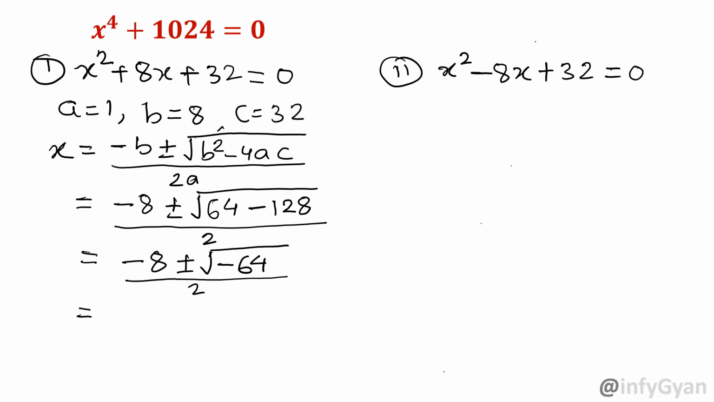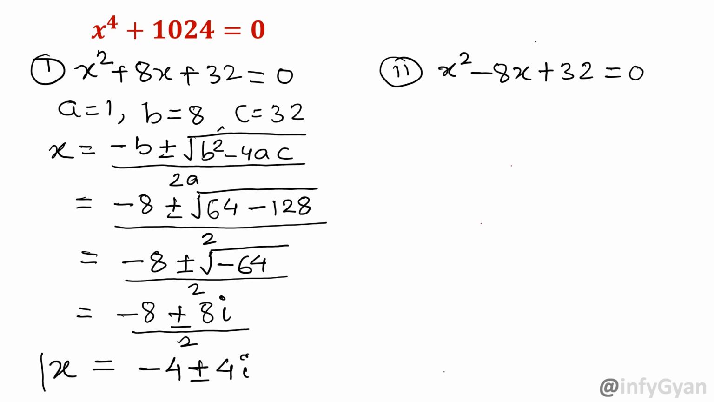So I will write minus 8 plus minus, 64 is 8 square and minus is iota square. So 8i will be the value of square root divided by 2. That means plus minus 4i. So two values are there, minus 4 plus minus 4i.